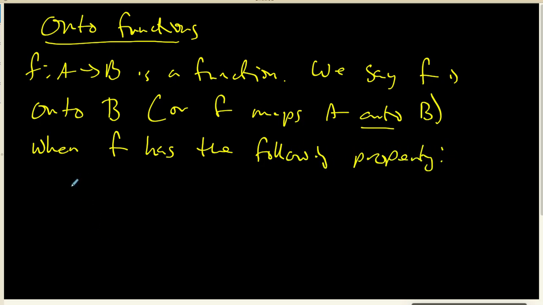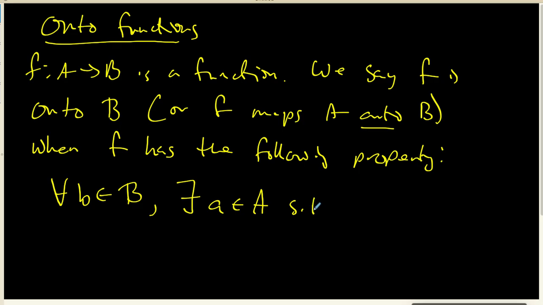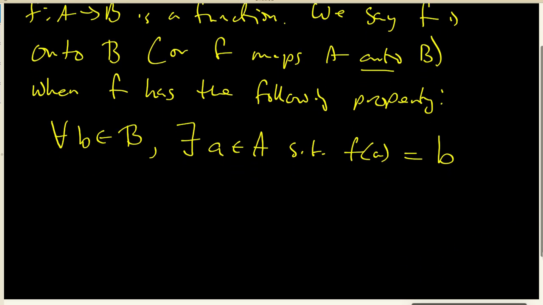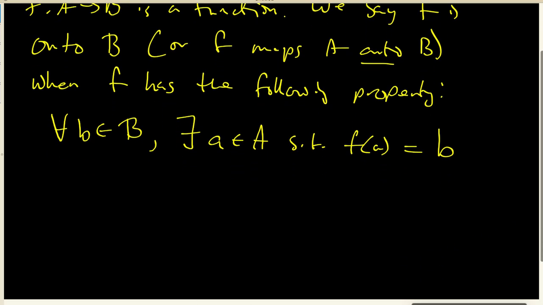And this property is a universally quantified statement. For every element inside my codomain set B, there has to be somebody inside the set A such that f of a is equal to that particular b. Now, when we're dealing with formal mathematical proof, this particular statement gives us the usual strategy.